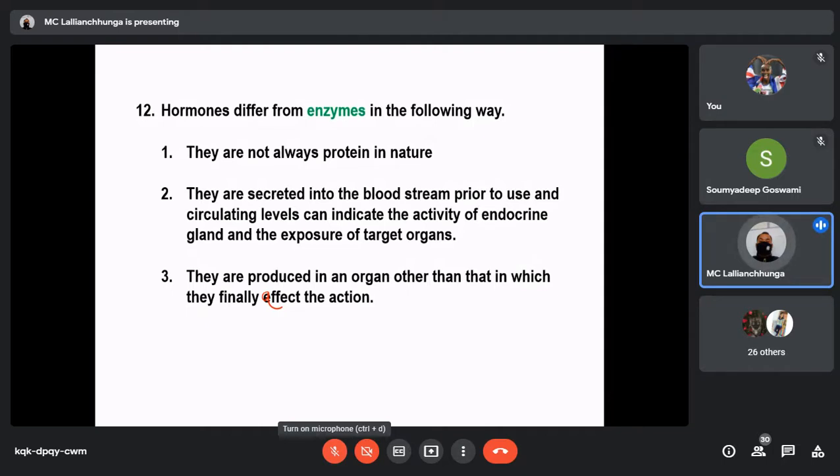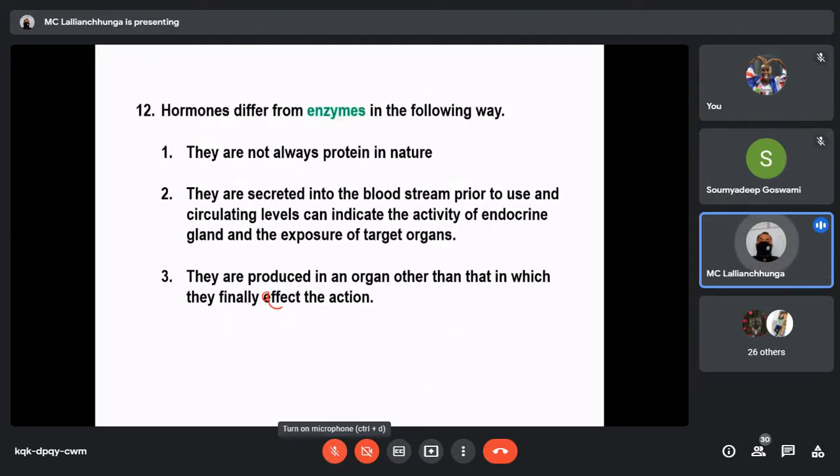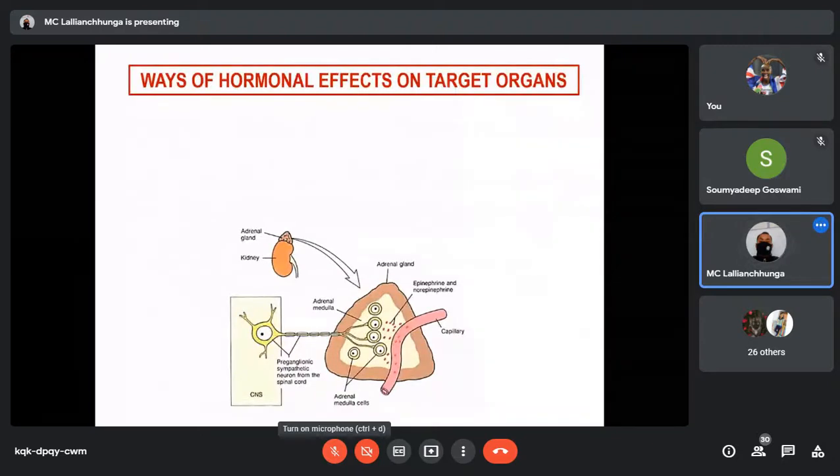But in case of enzyme, they are synthesized in the cell, and in the same cell itself, they will be utilized for biochemical reaction. Okay, so these are some of the characteristics of the hormones. Okay, now next.